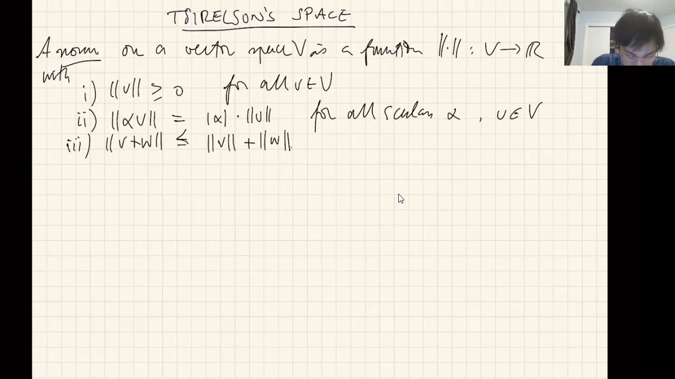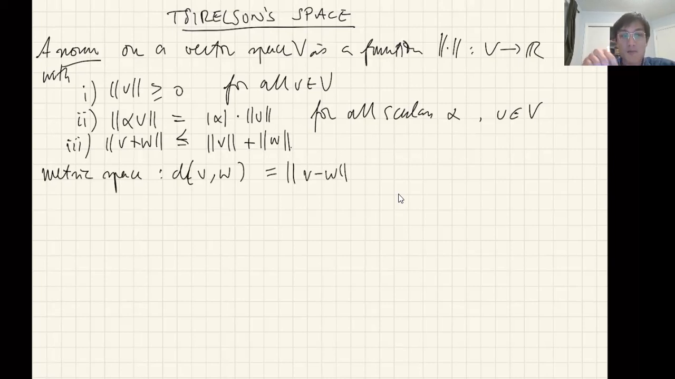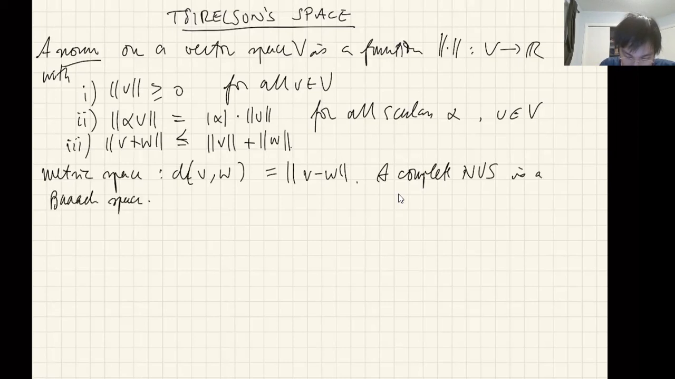Okay, so this defines a metric space, because we can set the distance from v to w to be the length of the vector v minus w. So any normed vector space is a metric space, and if it's complete, a complete normed vector space is a Banach space. We're going to be playing with Banach spaces in this video.